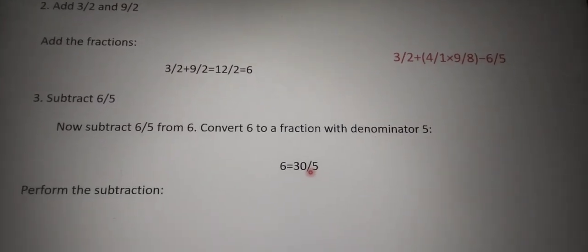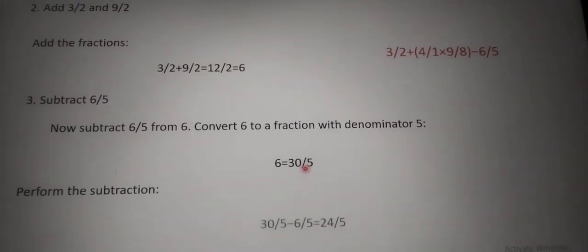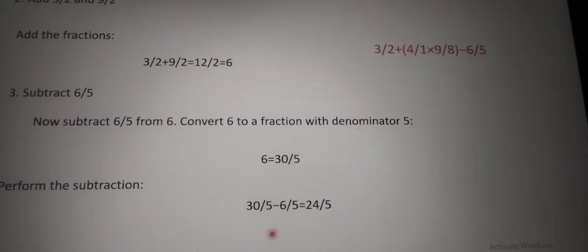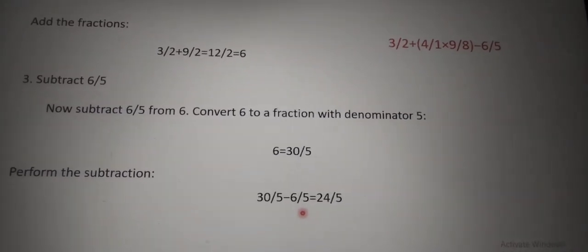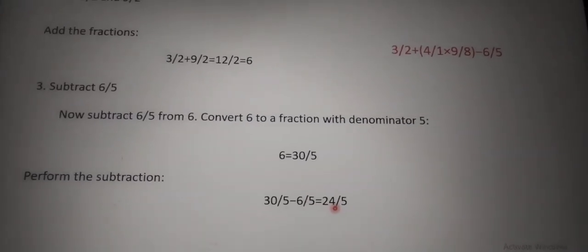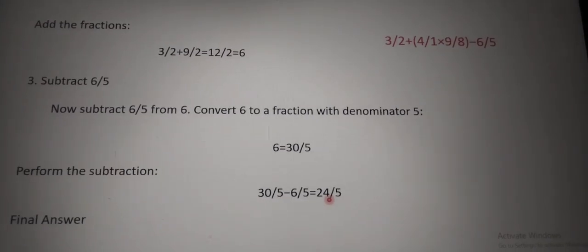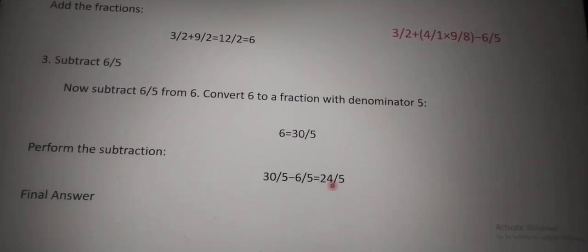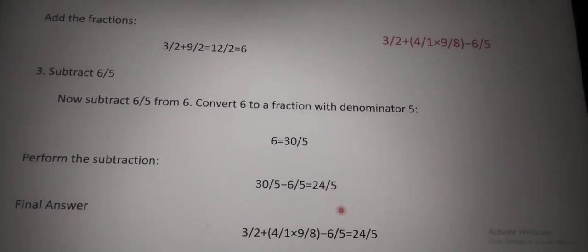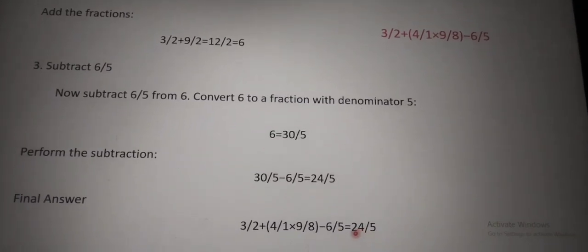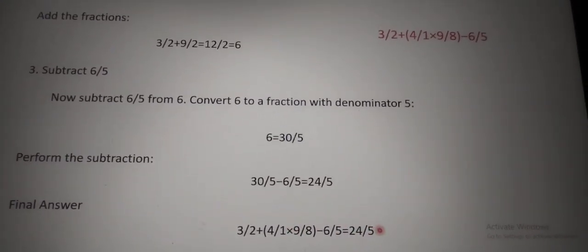Now after transforming it, we perform the subtraction. So 30 over 5 minus 6 over 5 will give us 24 over 5. Now we have the final answer, which is 24 over 5. So the solution for the question is 24 over 5.